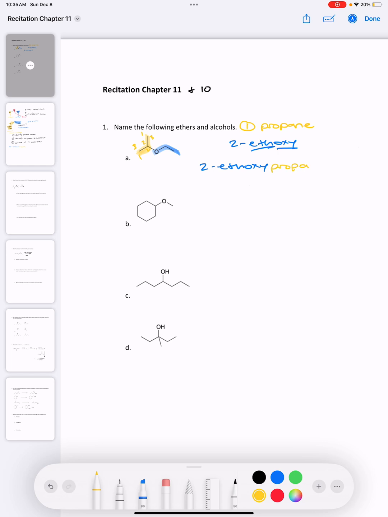propane. And I don't want you to worry too much about this. You're not going to have to generate the name of ethers, but you should be able to identify which ether goes with a name because it's multiple choice. So hopefully that kind of makes sense for you.